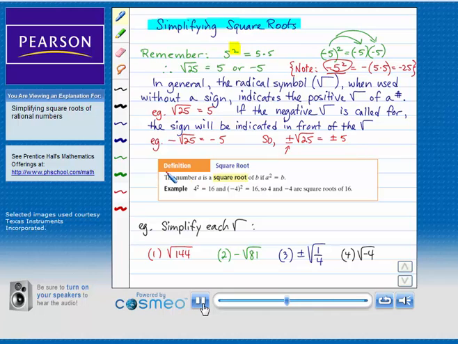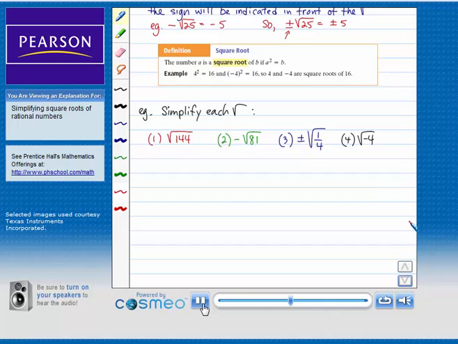So here's a definition for you. The number a is a square root of b if a squared is equal to b. So if a times a is equal to b, then a is the square root of b. Well, I've given you 4 sample problems here, the square root of 144 and so on. So why don't you go ahead and see if you can come up with the proper answer for each of those, and then when you're finished, or if you need help, hit continue and I'll look at the answers with you.